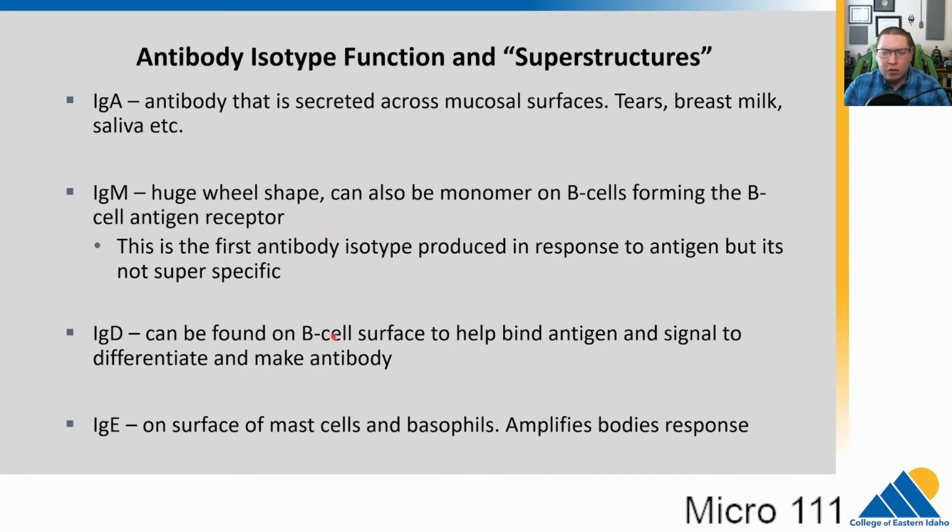IgD can be found on the surface of B cells, helps them differentiate, and IgE is on the surface of mast cells. This kind of helps amplify the body's response. Those aren't super critical. IgG, IgA, and IgM are the big ones, actually, that we're going to talk about.